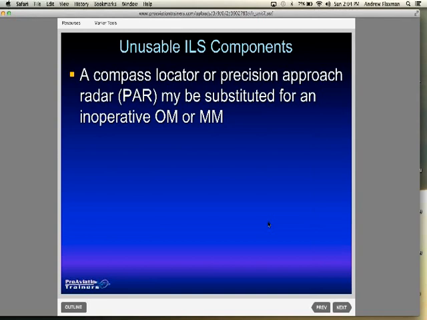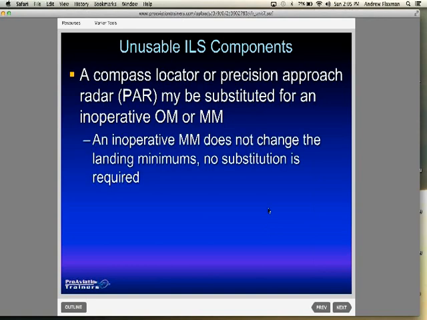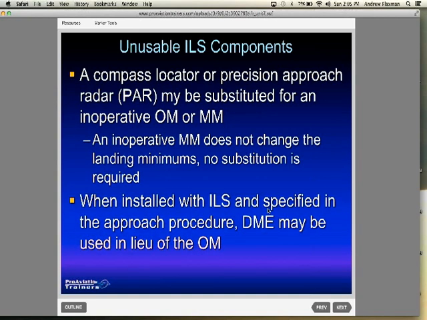Right. Okay, so now for a PAR, compass locator or precision approach radar approach may be substituted for an inoperative outer marker or middle marker, assuming that they're able to give that to you. An inoperative middle marker does not change the landing minimums and no substitution is required. I think it's just really for the outer marker since that is the final approach fix and that's where you're starting your descent from. When installed in ILS and specified in the approach procedure, DME may be used in lieu of the outer marker as well. Makes sense.